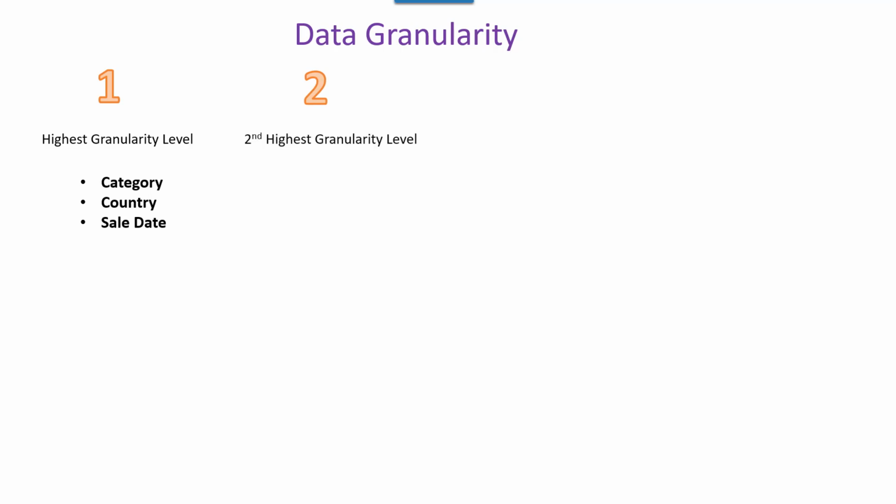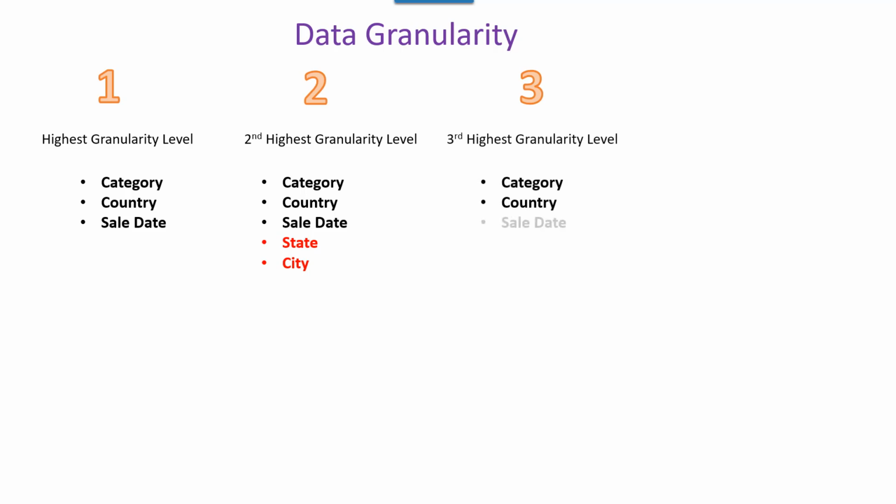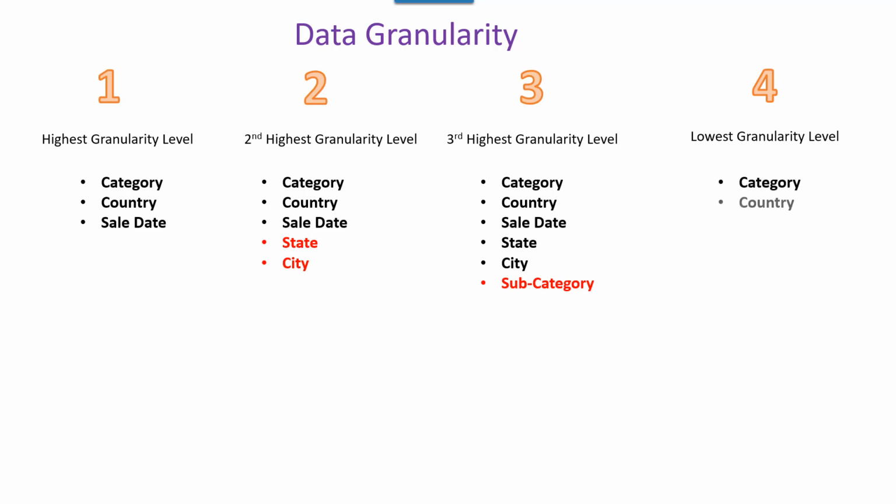Let's dive deeper into the data we're going to use for this demo. So the very first data set with the highest level of granularity, so the lowest number of records, the most aggregation, we have 3 dimensions: category, sale date, and country. In the second highest granularity level, we have those 3, plus we added state and city, so 2 more dimensions. The third, we have all of those 5 dimensions plus subcategory.